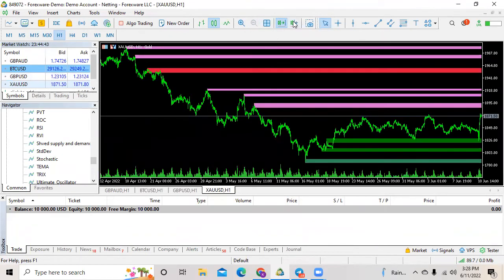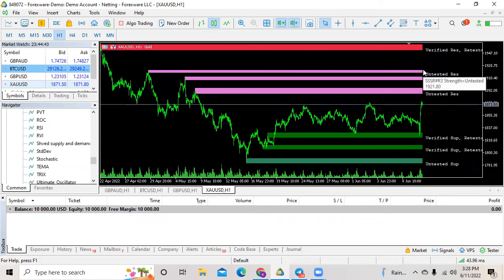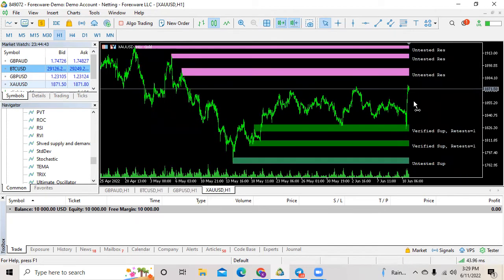So there was this level right here, which I had marked up. And it was untested at the time. Now it says it has retested once. At this point, it was untested. So I was looking to take a trade to go long from here. And look, we have an untested resistance. So we could possibly get a sell down here, a sell from here, or a sell from here, right?